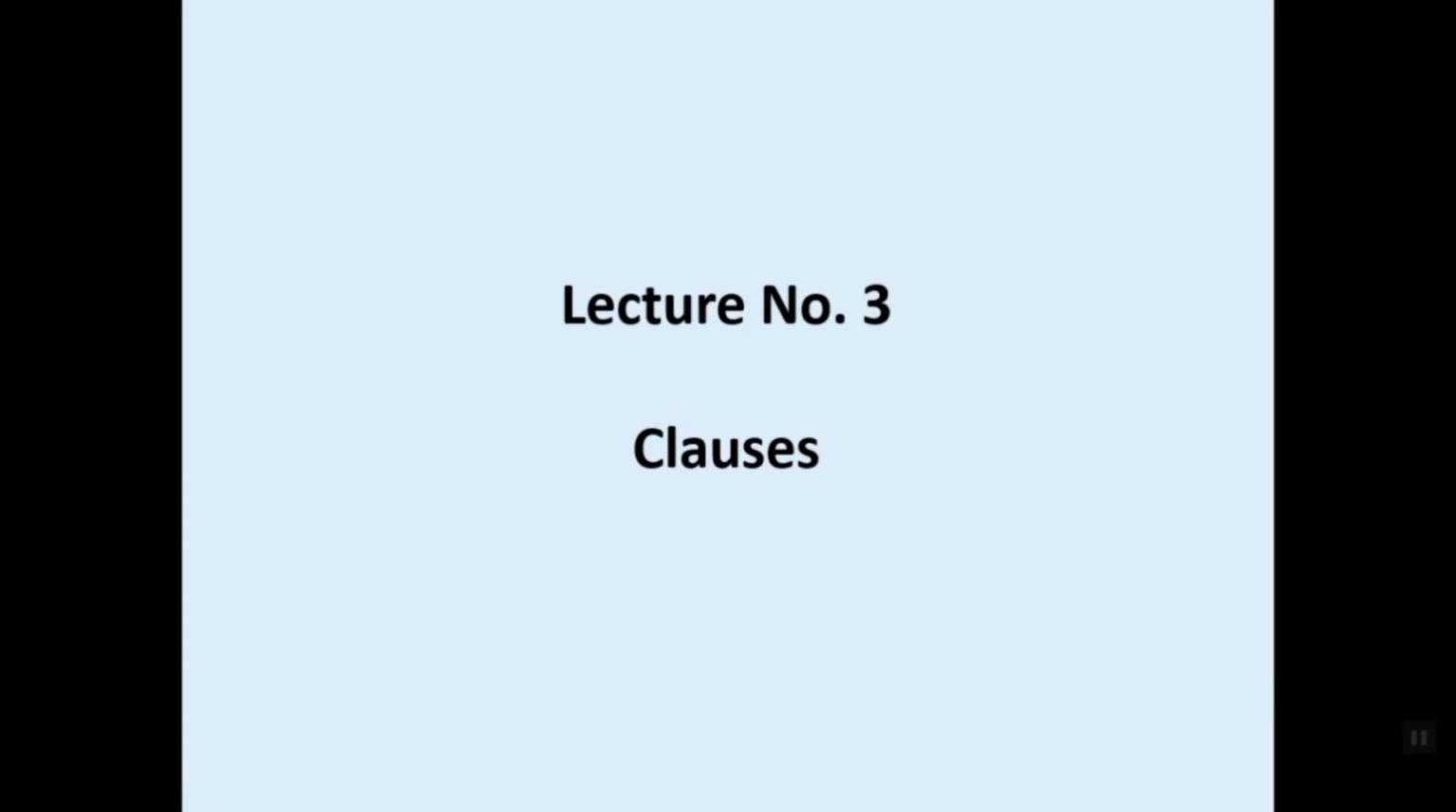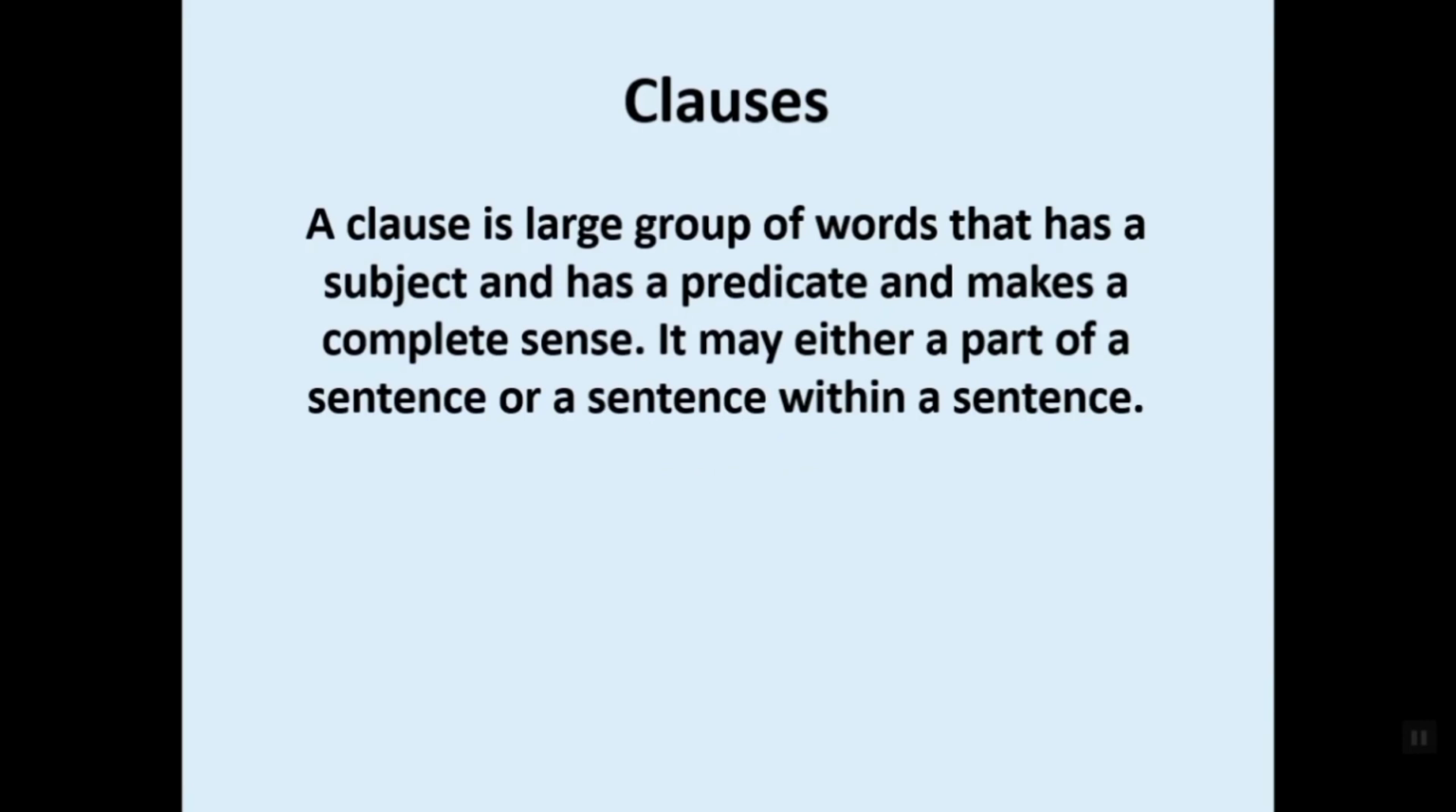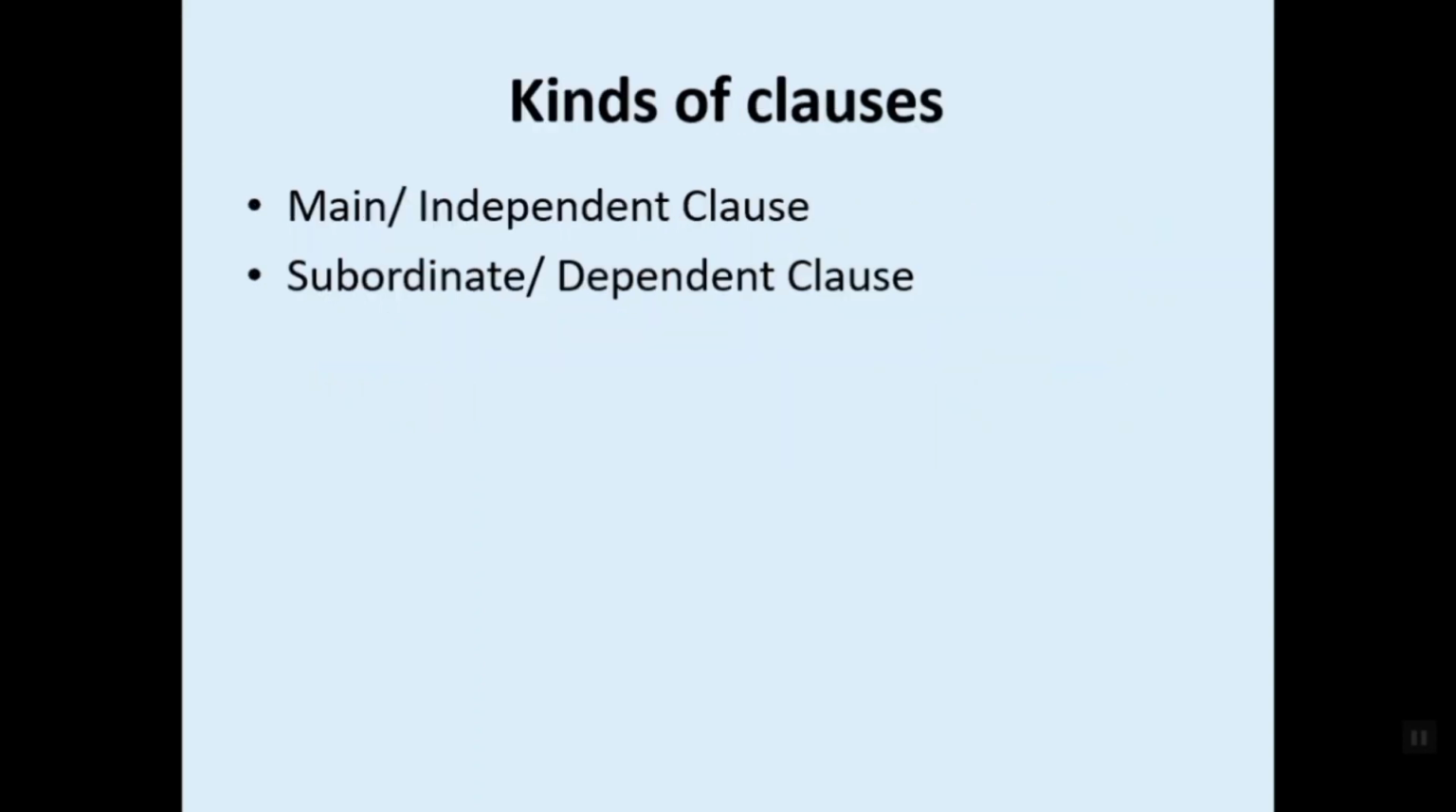Let's start now. A clause is a large group of words that has a subject and a predicate and makes a complete sense. It may either be a part of a sentence or a sentence within a sentence. The kinds of clauses are the main clause, which is also known as the independent clause. The second type is the subordinate clause, which is also called the dependent clause.